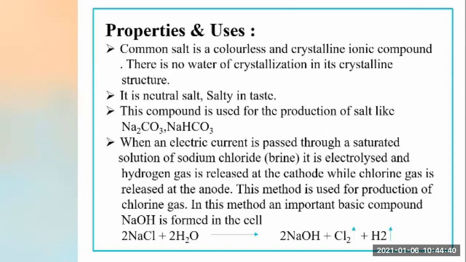Now say, this electrolysis process is used for the production of which gas, students? Chlorine gas. Below we have shown the chemical reaction. NaCl plus H2O gives us NaOH plus Cl2, chlorine gas is released, and then hydrogen gas is released, H2, plus H2O.